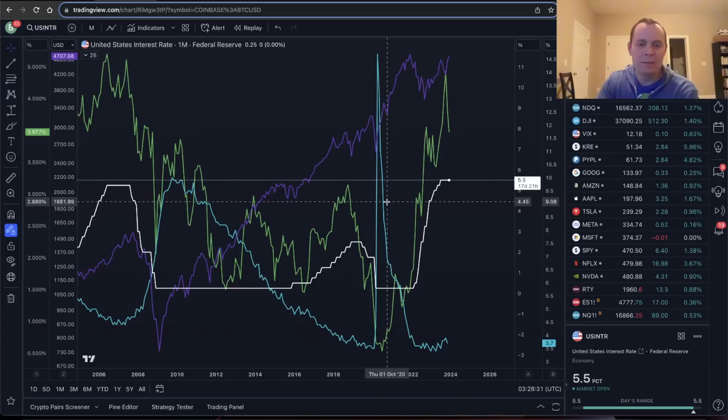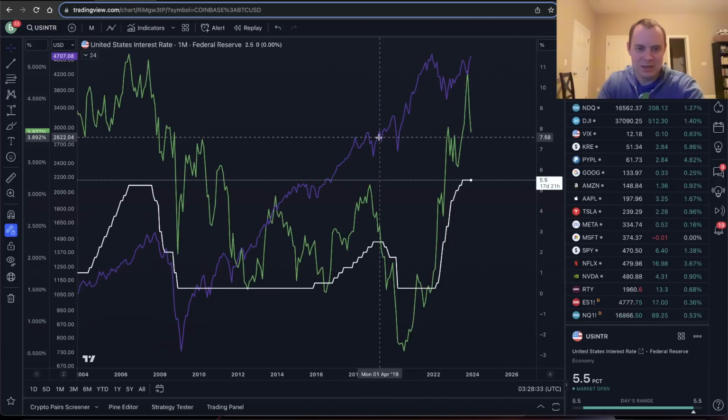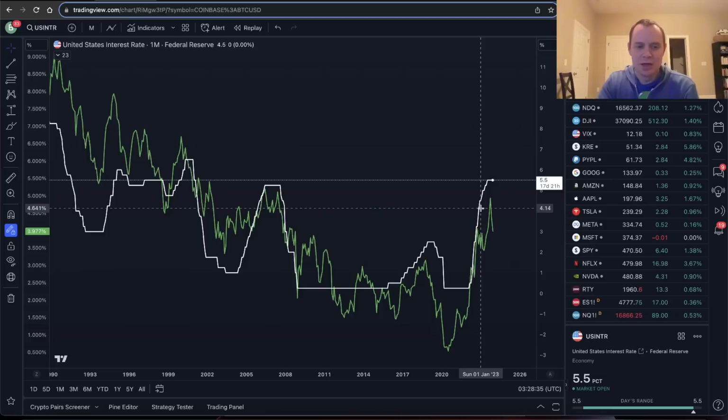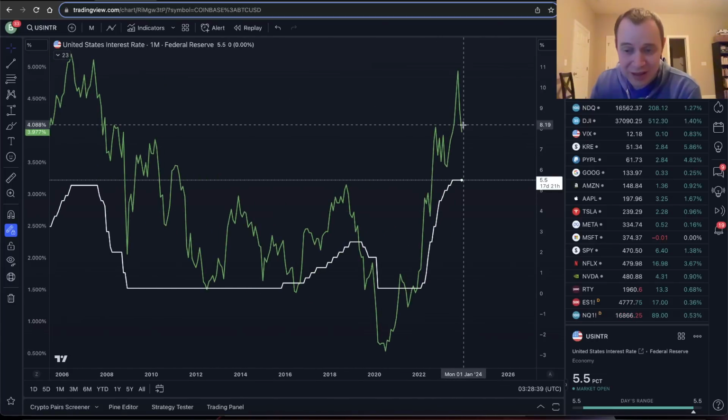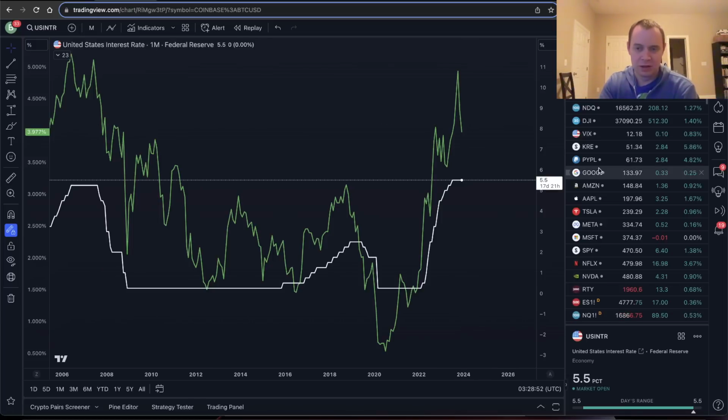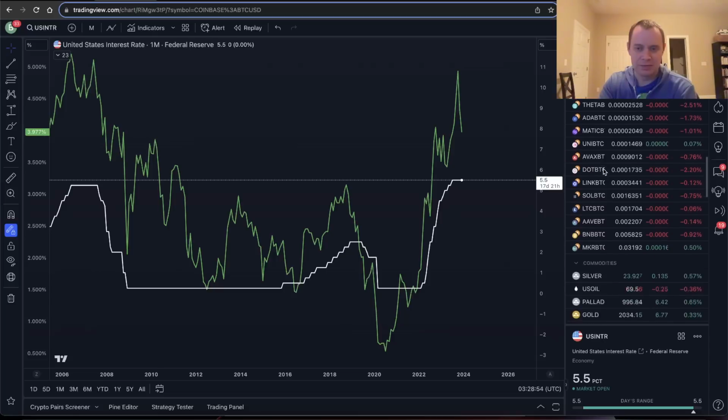Now, where it gets complicated is what happens next. Because initially, markets really like the long end of the yield curve coming down, right? They really do. The problem is if it continues to come down. Now, the Fed does not control the long end of the yield curve. It controls the short end of the yield curve, right? It controls the short end.